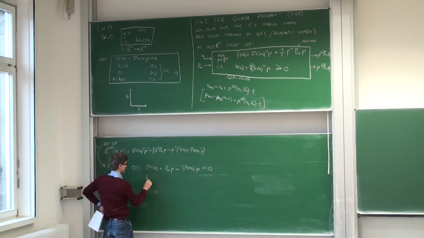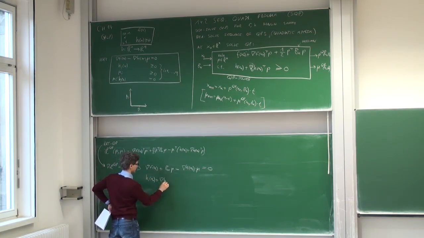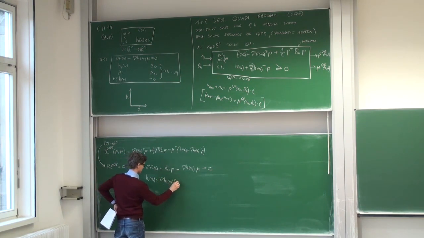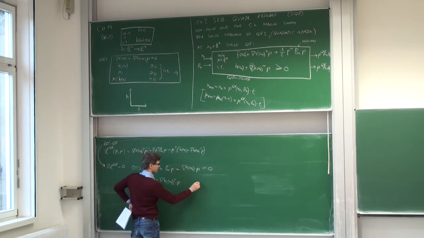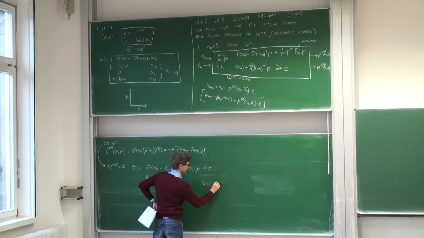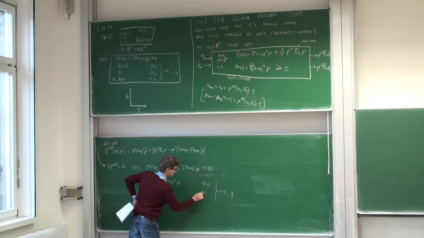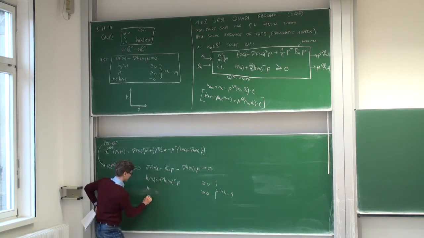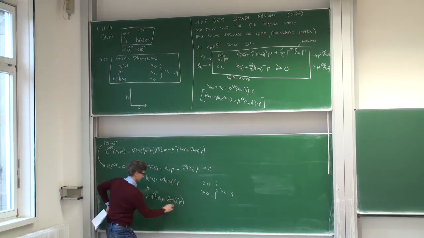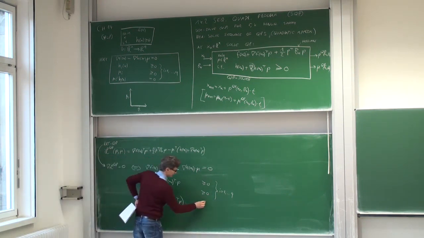The others are quite trivial. Actually, it's h_i of xk plus nabla h_i of xk transpose times p. That should be bigger than or equal to 0 for all i from 1 to q. And also the multipliers should be bigger than or equal to 0. Mu_i should be bigger than or equal to 0. And the product of mu_i and this expression here, h_i of xk plus nabla h_i of xk transpose p, should be equal to 0.